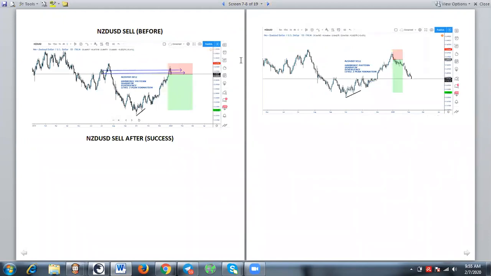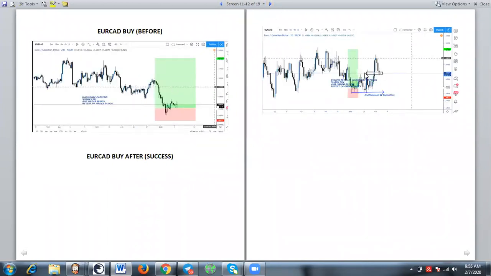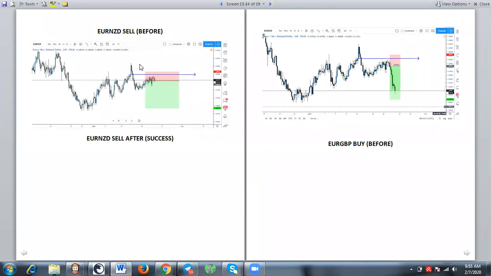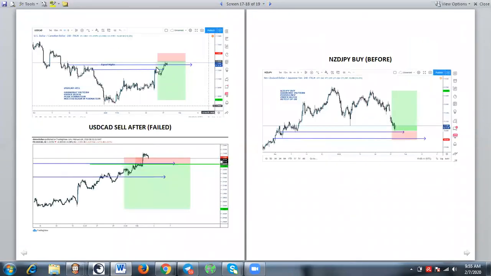We have NZD USD. This was a success. We have Euro JPY. This was a success. We had Euro CAD. This was a success. Euro NZD. This was a success. We had Euro GBP, trade is still on. This was a success. And then we had USD CAD. USD CAD actually failed. And we're still looking for a sell. We still believe it's a sell setup.